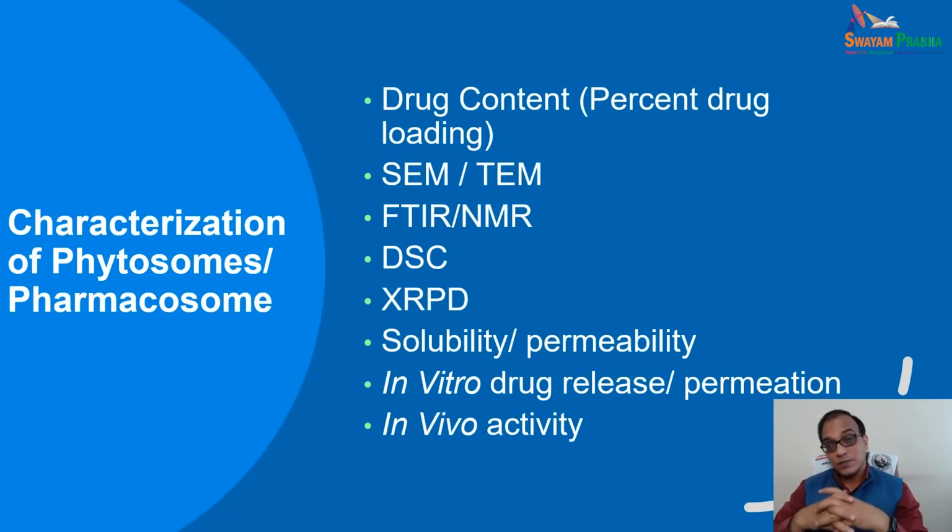Now, what were the characterizations which we discussed a little bit: drug content, percent drug loading, then SEM surface morphology; we will be covering TEM, FTIR, NMR like spectroscopy techniques; DSC, the thermal analysis, and XRPD, X-ray powder diffraction. That is, the solid state crystallinity we can assess with that. Then solubility, permeability, in vitro drug release or permeation study, and then in vitro and in vivo activity we can address after the in vitro drug release. Now let's start one by one how we can characterize these phytosomes or pharmacosomes.